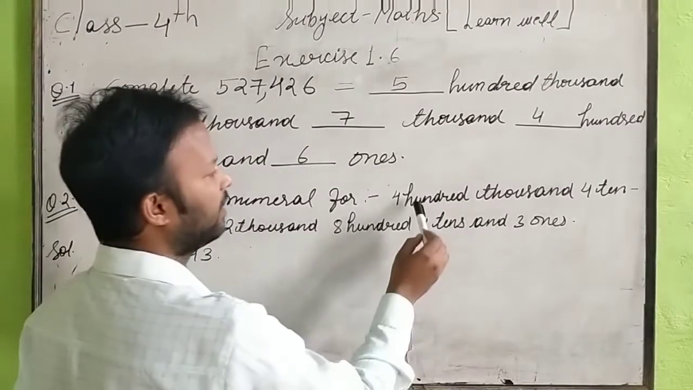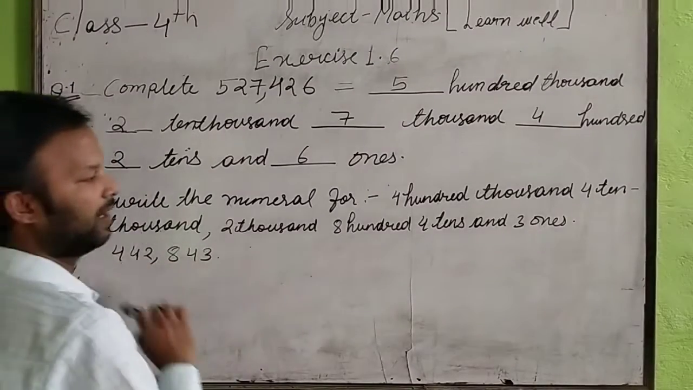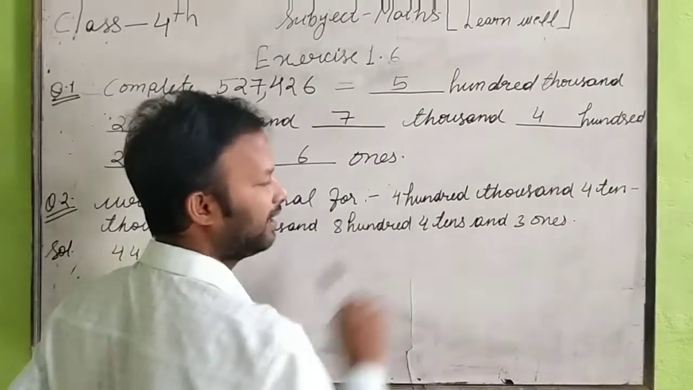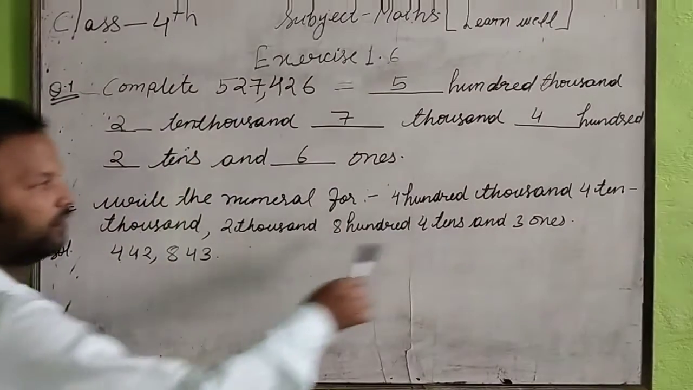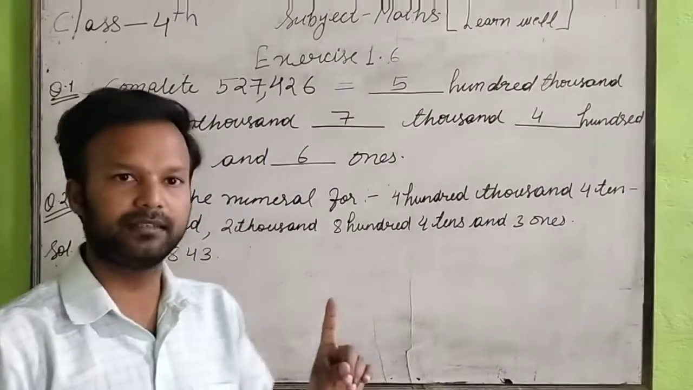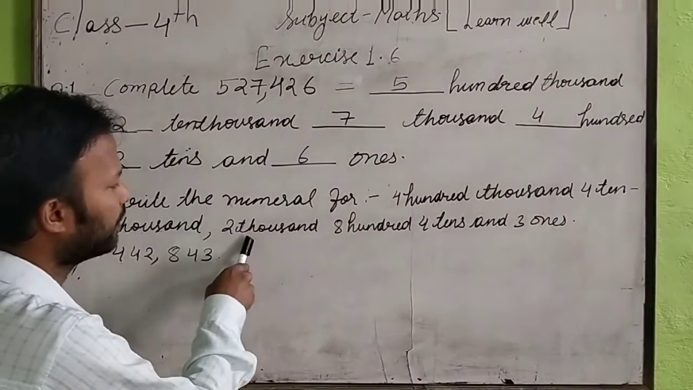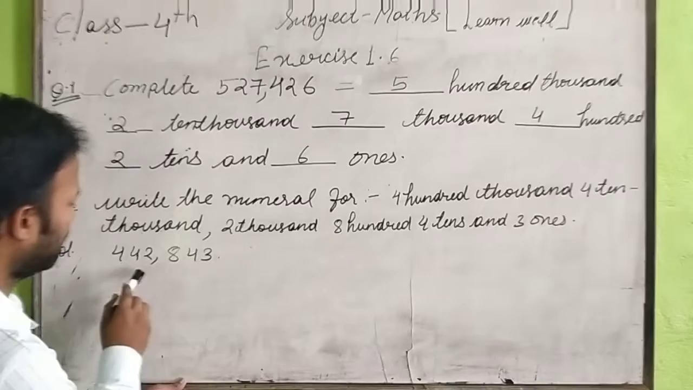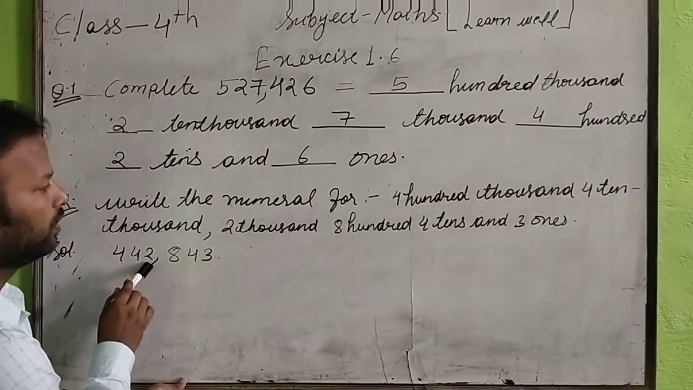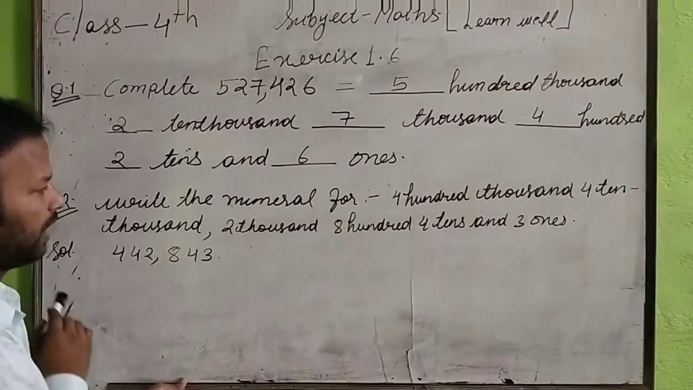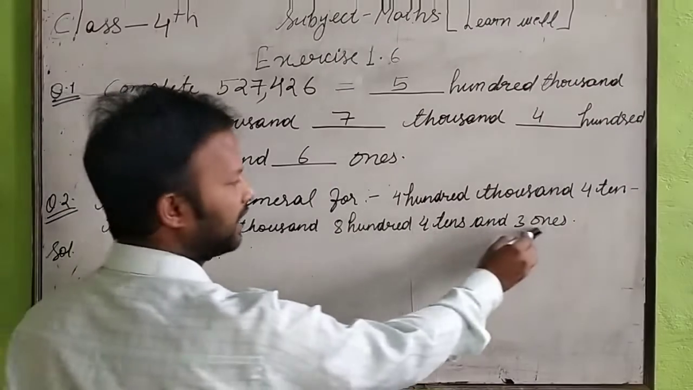Now the question number second, write the numeral for. It is written here 4 hundred thousand, 4 ten thousand, 2 thousand, 8 hundred, 4 tens and 3 ones. 400,000 means 4. Okay. 4 ten thousands means 40,000. 40,000 and 2,000. So how much is it? 42,000. Here you can see that 400,000, 40,000 and 2,000, so 442,000. Then here 800, 4 tens means 40, 3 ones means 3.